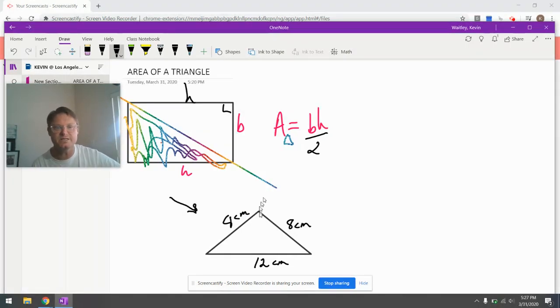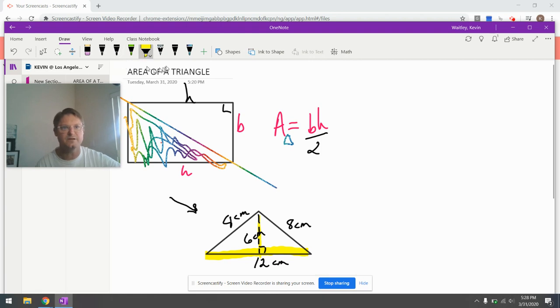So what you would need to find the area of this triangle at this point is another measurement, such as, let's say this, it's 6 centimeters, okay? That way, we now have two measurements. We have this one here, which is 6 centimeters, and this one here. We can call those the base and the height.